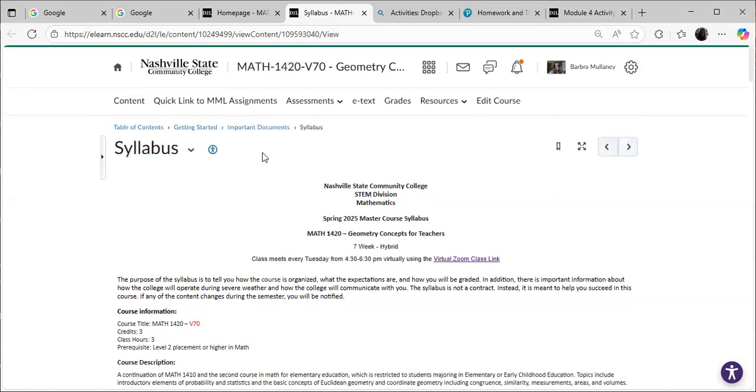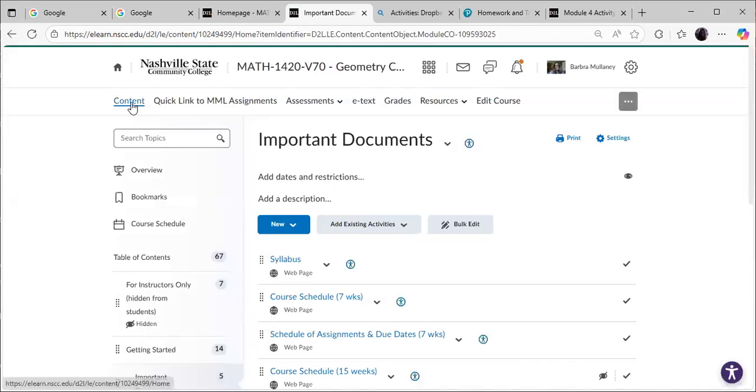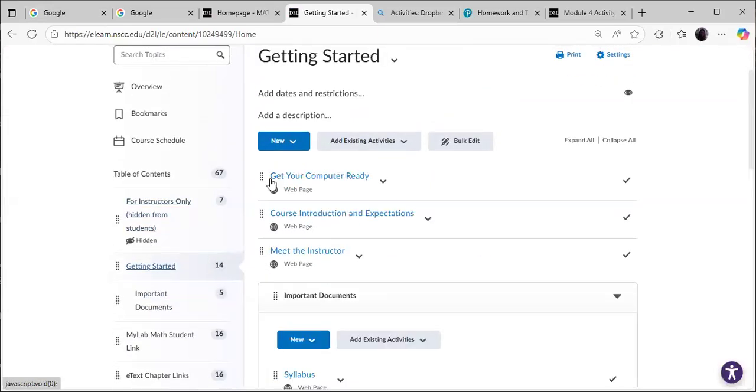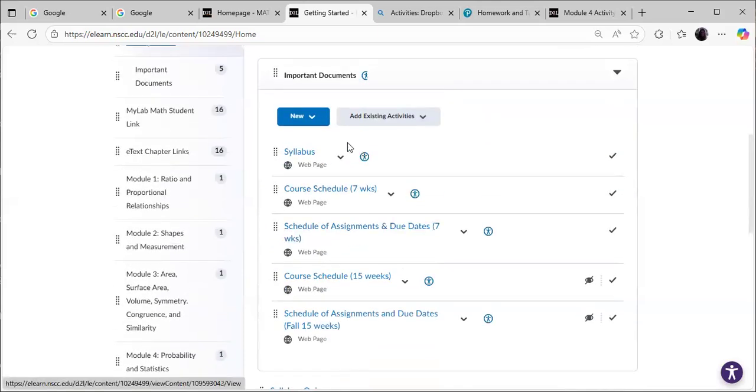So that's the syllabus. You can get to the syllabus again by going to content, to the getting started section, and you can go through all of these documents, and then you can print off the important documents. So we just covered the syllabus.